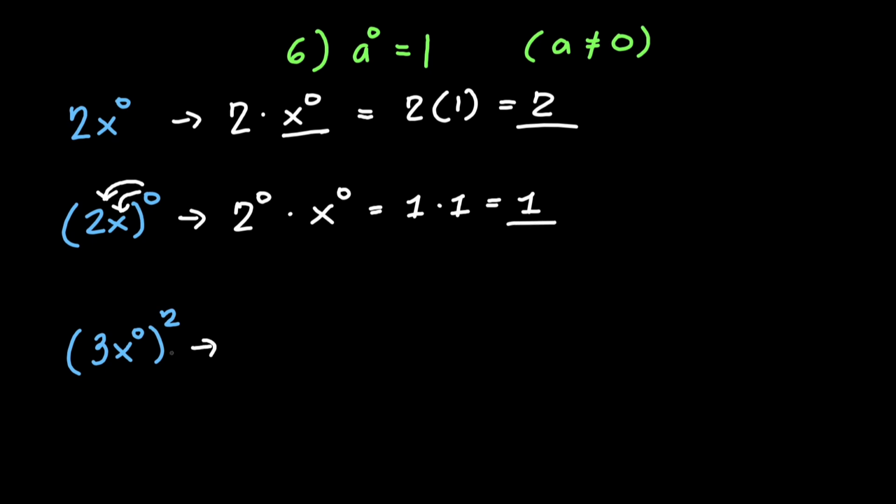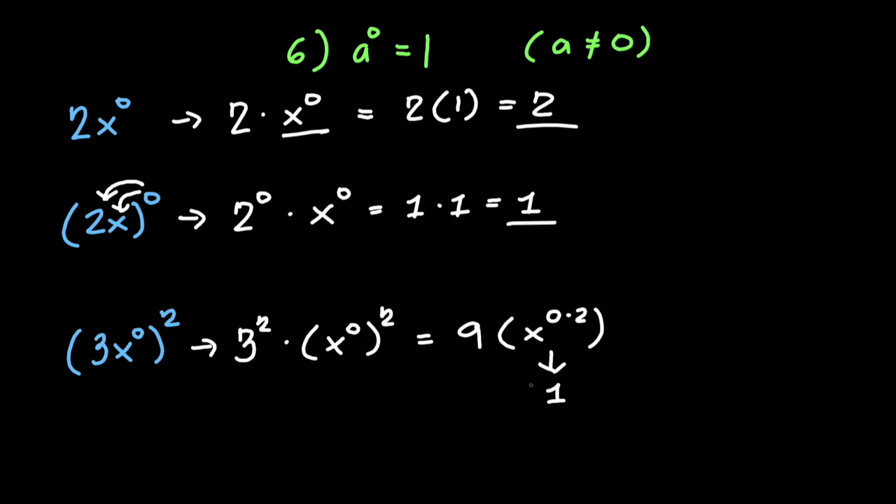For this, 3x raised to the power of 0 all raised to the power of 2. It would be 3 squared multiplied by x raised to the power of 0 raised to the power of 2. So 3 squared is 9. Multiply this by x raised to the power of 0 multiplied by 2. 0 times 2 is 0, so it will simply be 1. So 9 multiplied by 1 would be 9.